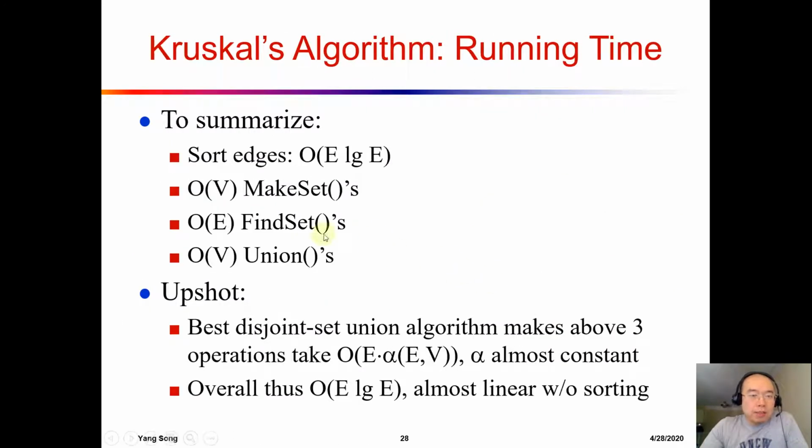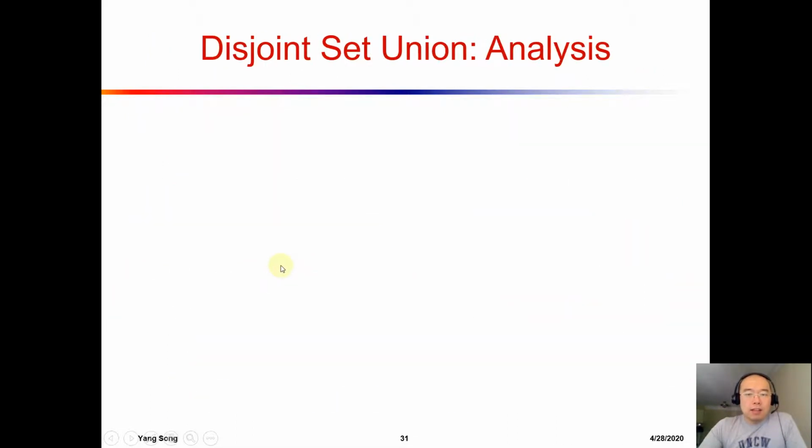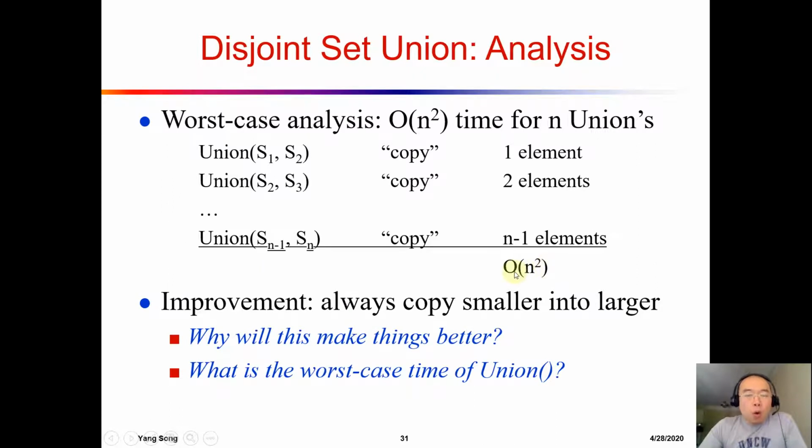Remember we said that among those four terms, we find that O(E log E) is the most significant one, and the Kruskal is an O(E log E) algorithm. And then if we want to do O(V) unions, that will be an O(V) square algorithm. So it's not so cool. Now O(n) square is really too high. And the next topic will be how can we make the union a little bit faster.